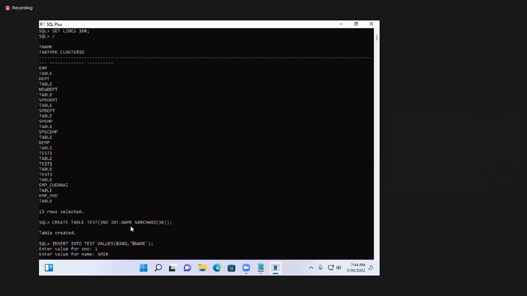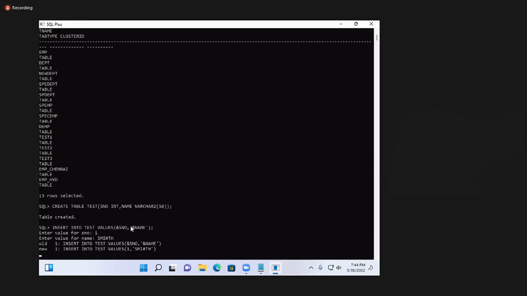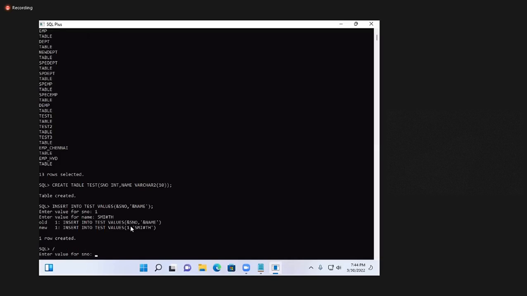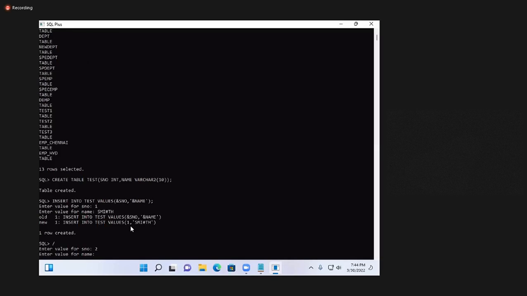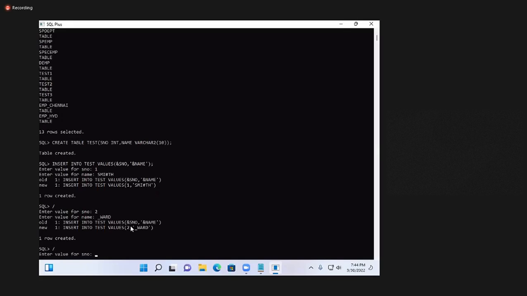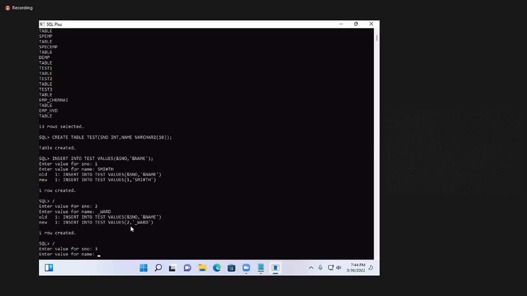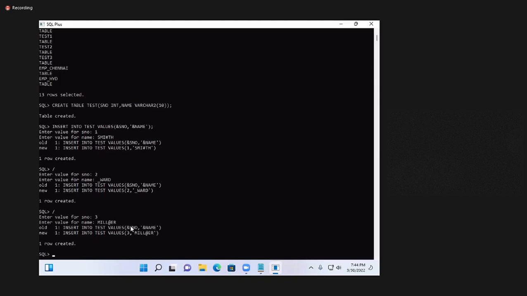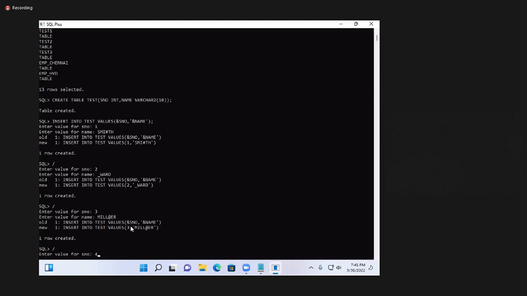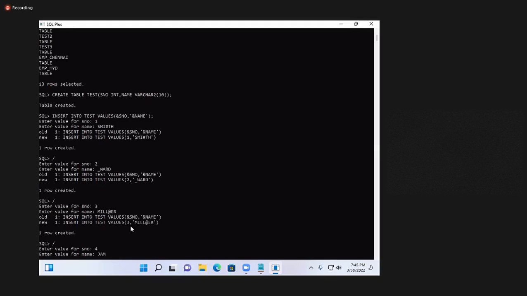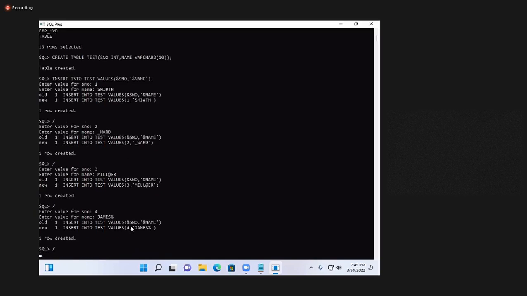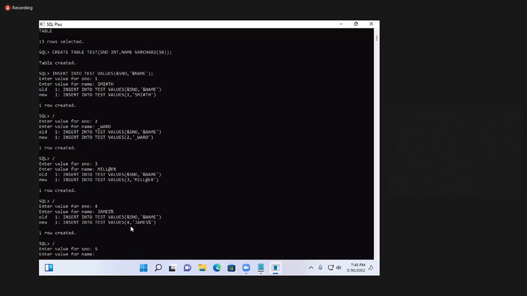Okay, so serial number 1, Smith. In the second one, serial number 2, I'm using the at the rate symbol, here Word. Suppose serial number 3, the name is Miller, and I'm using the @ symbol here. And another person, number 4, for example, James, and I'm giving the percentile here. One more person, suppose I'm giving here Warner.